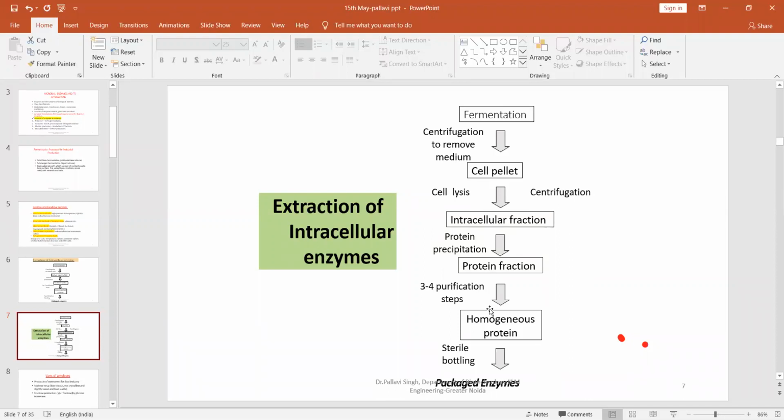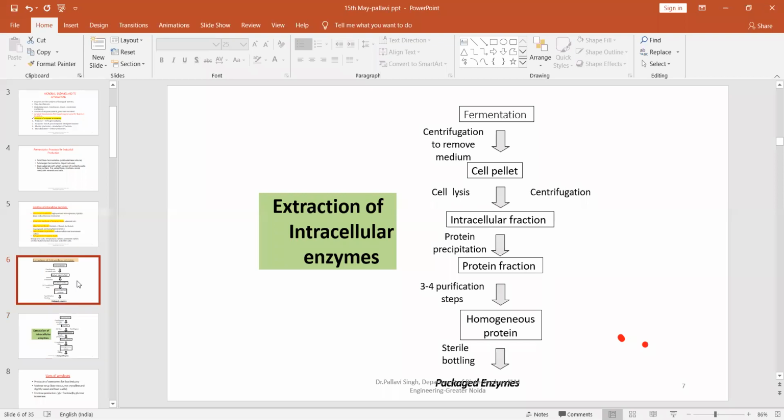Purification can be by means of affinity chromatography, GC, HPLC. So mainly we use different kinds of ultracentrifugation and chromatographic techniques to make a purified protein. After a purified fraction, we go for lyophilization to pack the protein. Lyophilization is the freeze drying technique where you remove all the water molecules and you get your product in the powdered form. So these are the steps for extraction of the intracellular enzyme.